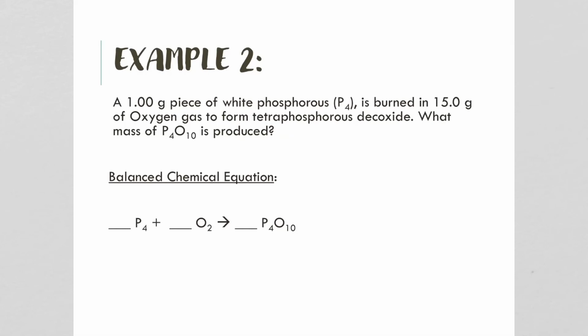So let's read the example. We have a 1.00 gram piece of white phosphorus burned in 15.0 grams of oxygen gas to form tetraphosphorus decoxide. What mass of P4O10 is produced? So we need to find the balanced chemical equation. So the phosphoruses balance out, 4 and 4. We have 10 oxygens on the product side, but only 2 on the reactant side. But we know that we can put a 5 here, and then that is balanced. So we just need a 5 in front of oxygen, and the rest is left as is.